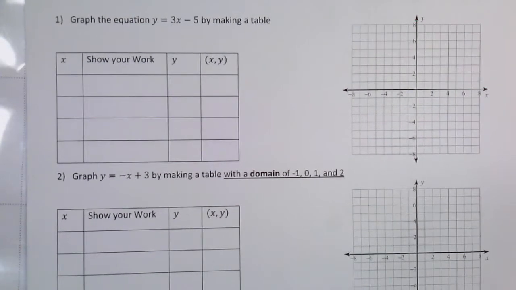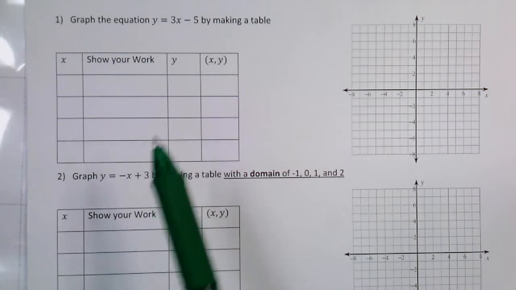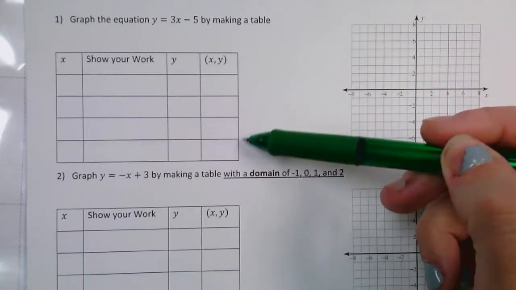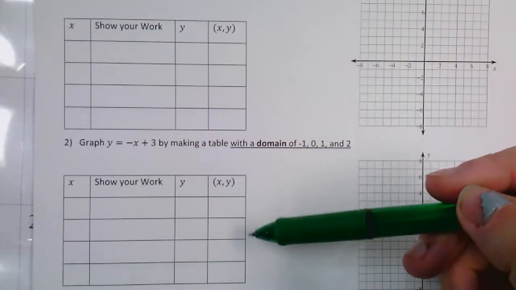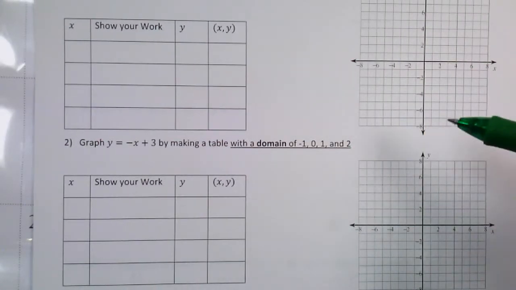Basically what they're asking you to do is to do a table, figuring out these 4 points, same thing down here, figuring out those 4 points, and then using those 4 points to graph and then make a straight line.